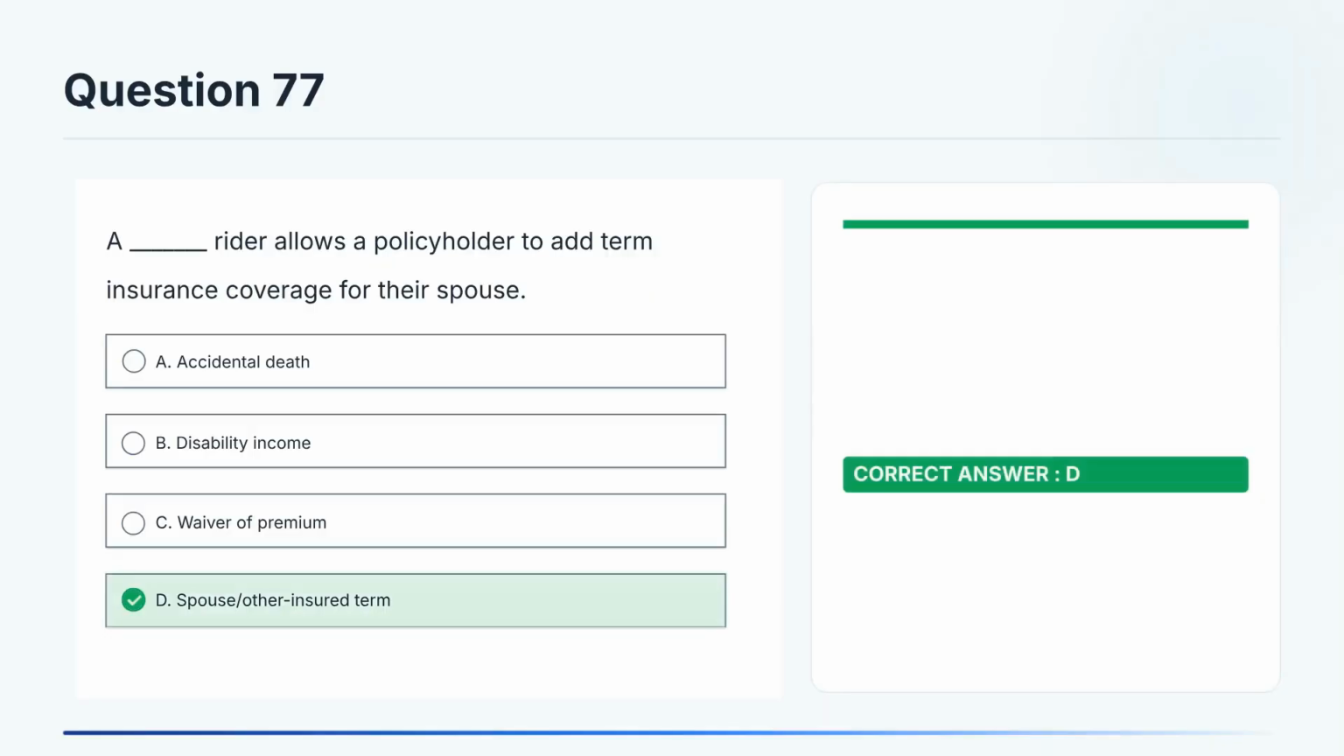The answer is D. Spouse/other insured term. Question 78.